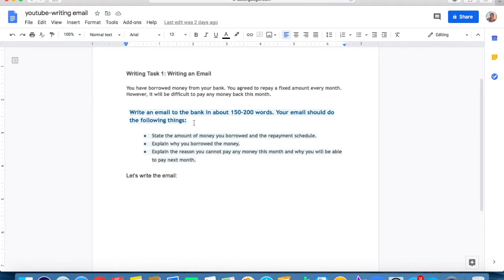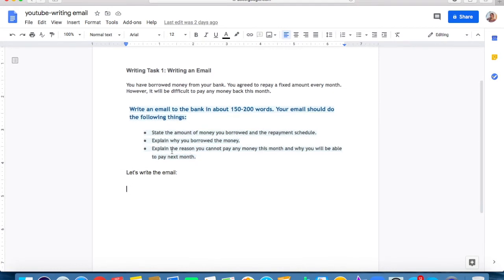Your email should do the following things. State the amount of money you borrowed and the repayment schedule. Explain why you borrowed the money. Explain the reason you cannot pay any money this month and why you will be able to pay next month. So let's write the email together. These three things, I need to do all three of those things in my email.